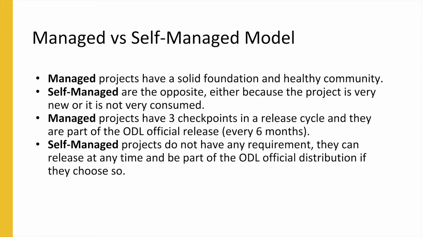Now, the way we figured out how to differentiate and treat these in the community is that the managed projects will have 3 checkpoints in a release cycle. And these managed projects are going to be automatically released every 6 months, which is the cadence that we have today. While the self-managed projects today don't have any requirement. So if you come new to OpenDaylight or you are one of these old projects, you can still do your own release cycle with no checkpoints, nothing. You are your own responsibility. You can release anytime, and then with a little effort, we can include you in the official distribution.